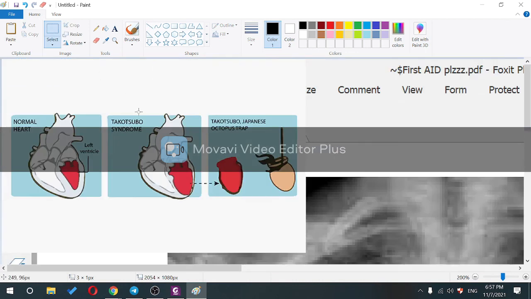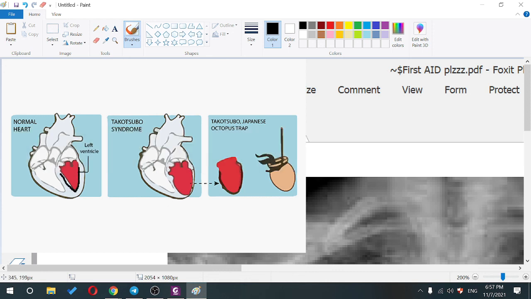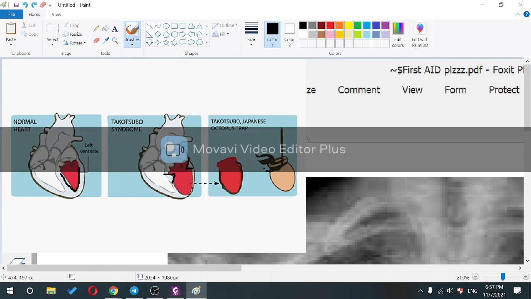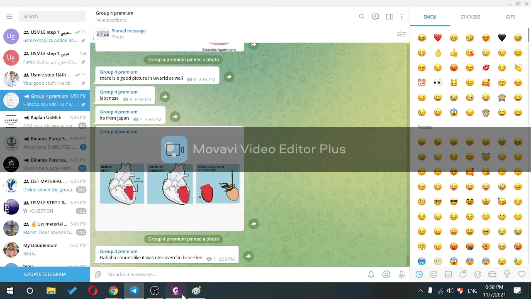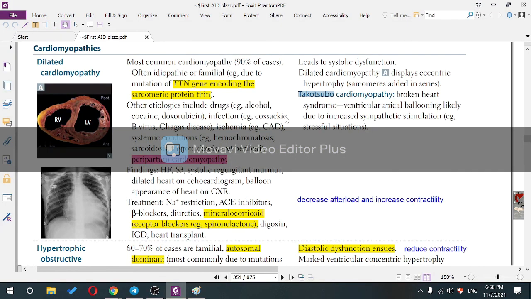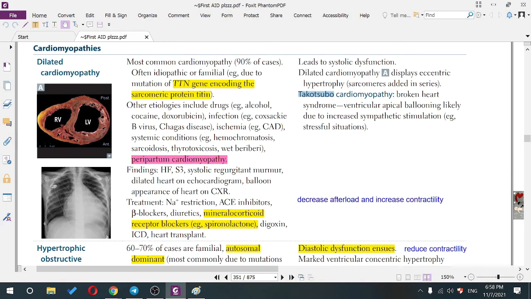If you take a look at this patient's heart, normally your heart is kind of a triangular shape. But now it's becoming weirdly shaped, like it's becoming tight here, and then it becomes kind of dilated. So it looks like the octopus trap, the Takotsubo. Japanese people like to name their stuff weird stuff like Takotsubo, Hashimoto thyroiditis. So yeah, get used to it.